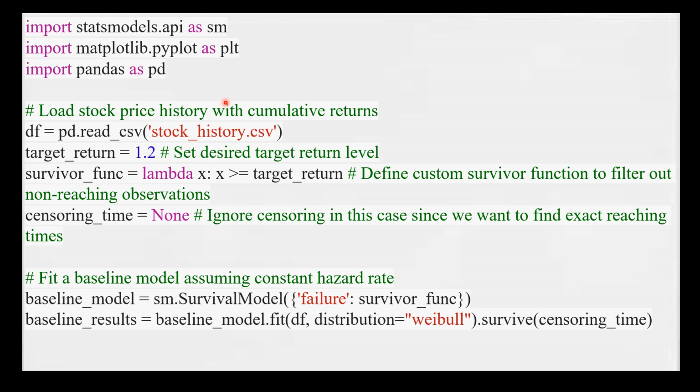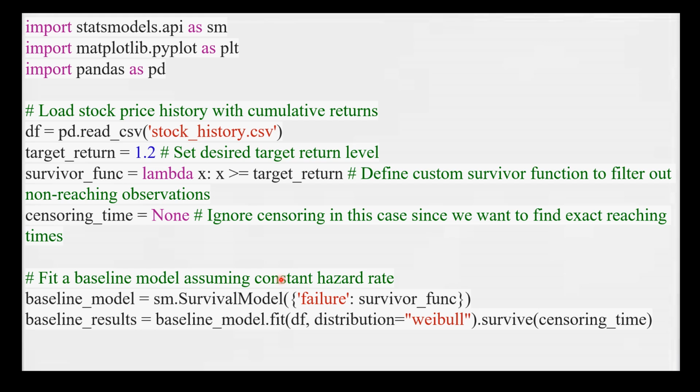And a custom function called survivor function is defined that filters out observations where the return does not exceed the target value. This helps us focus on the investments that have a chance of meeting the goal. Then a baseline model is created using the survival model provided by the statsmodels library, and the model assumes that the hazard rate, which represents the likelihood of failing per unit time, stays constant throughout the simulation.